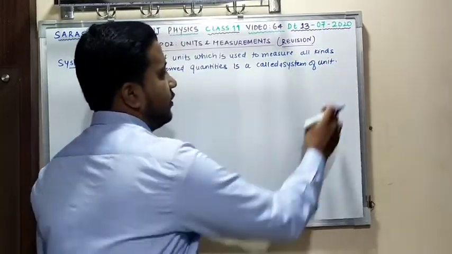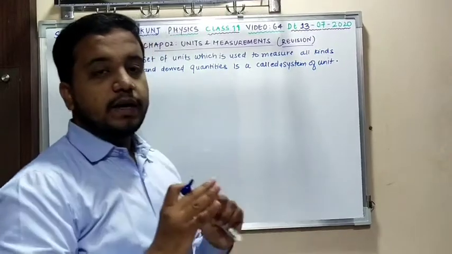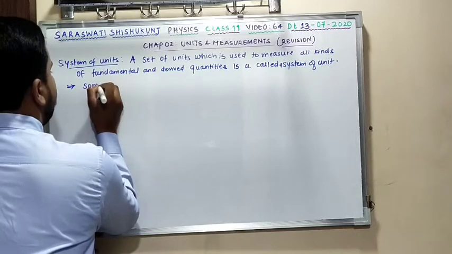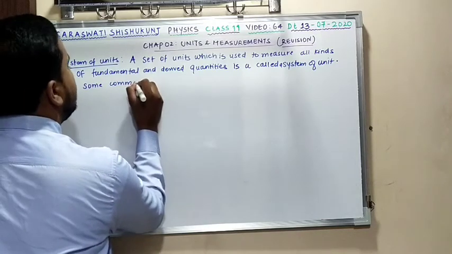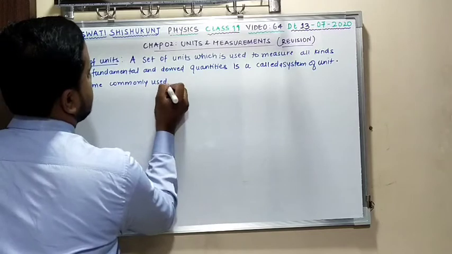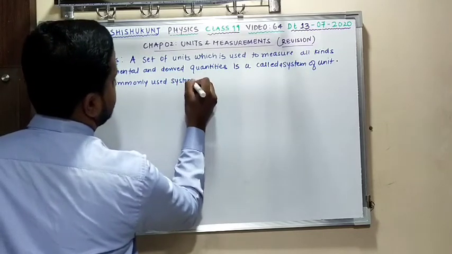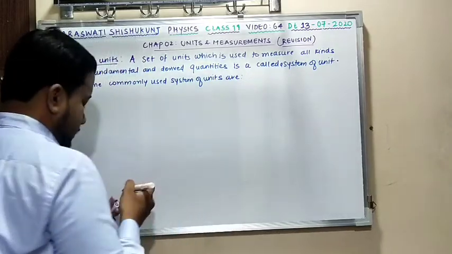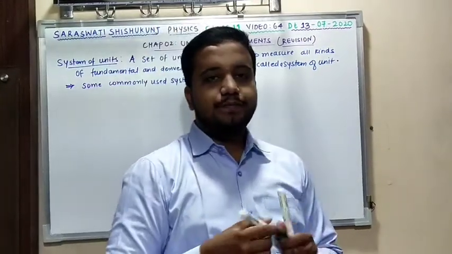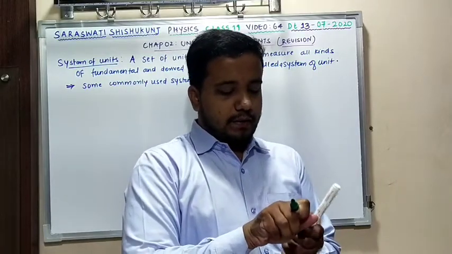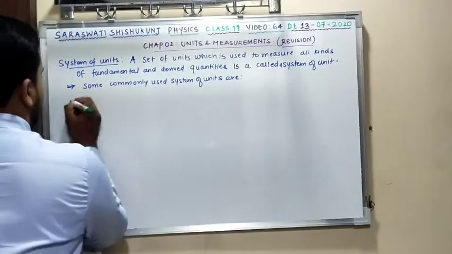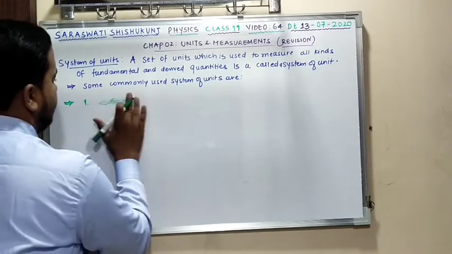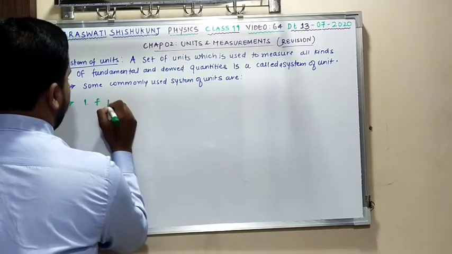Clear? Perfectly? Okay, now I am discussing some commonly used systems of units. The first commonly used system of units that was developed was the FPS system. The first one is foot pound second, FPS.